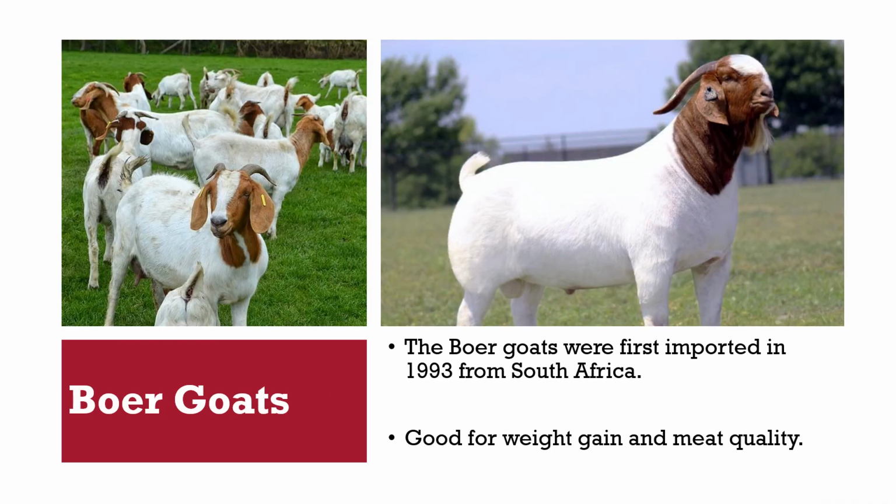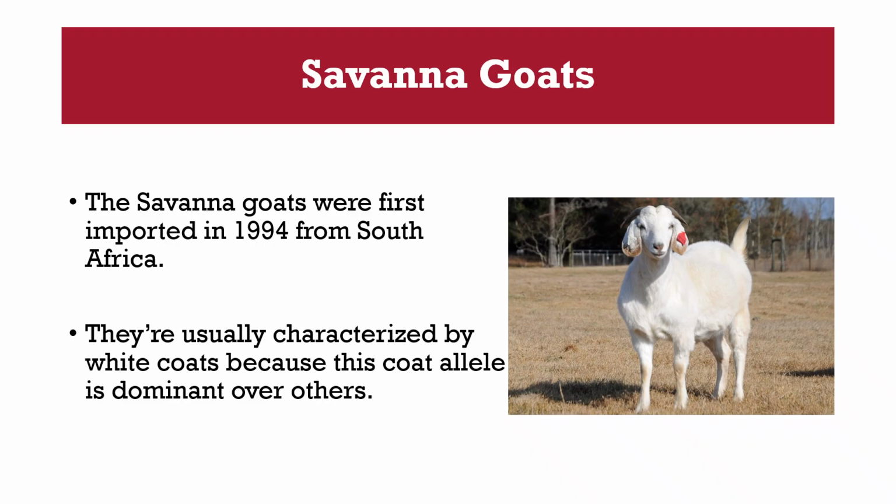The boar goats were first imported in 1993 from South Africa. They are very good for weight gain and meat quality. So normally they have a high dressing percentage, which we are going to talk about later. After the boar goats, we have the Savannah goats that were first imported again from South Africa in 1994. They are usually white. You can see they are characterized by white coat because this coat allele is dominant over the others.